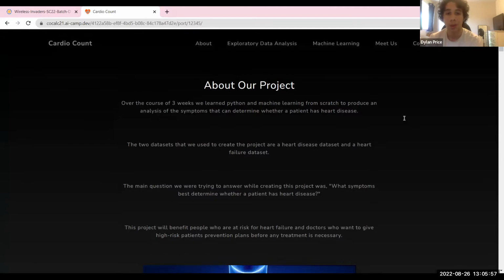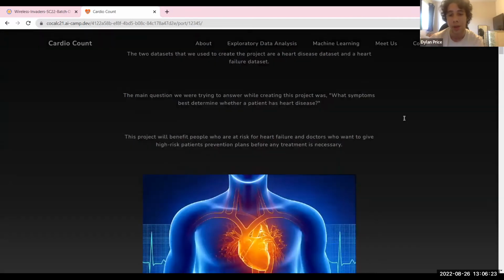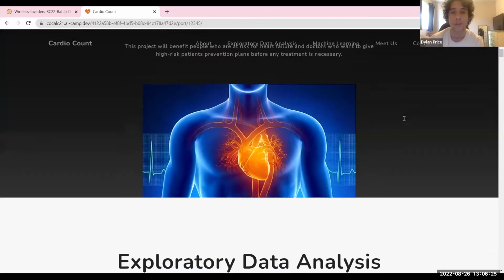Over the course of 3 weeks, we learned Python and machine learning from scratch to produce an analysis of the symptoms that can determine whether a patient has heart disease. The two data sets that we used to create the project are a heart disease data set and a heart failure data set. The main question we were trying to answer while creating this project was, what symptoms best determine whether a patient has heart disease? This project will benefit people who are at risk for heart failure and doctors who want to give high-risk patients prevention plans before any treatment is necessary.